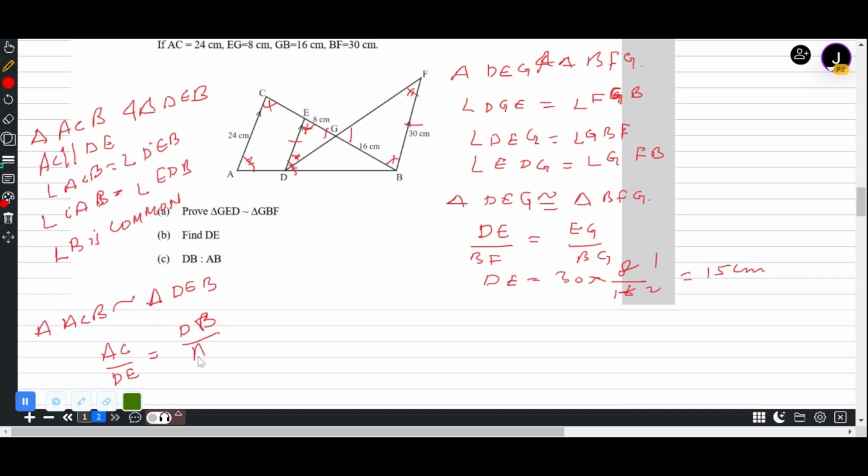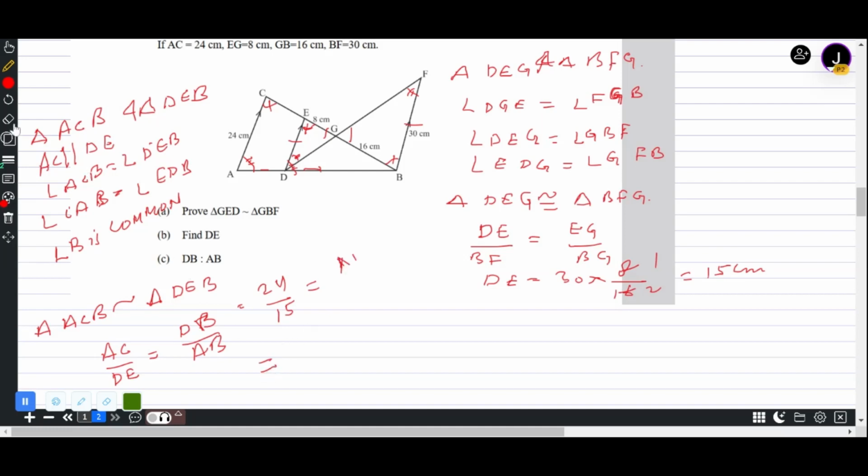I have written DB by AB, that is wrong. That is AB by DB. So please mind it, because AC is on top, right? So the arm which is relevant to the triangle ACB will be there on top. So please make this correction.